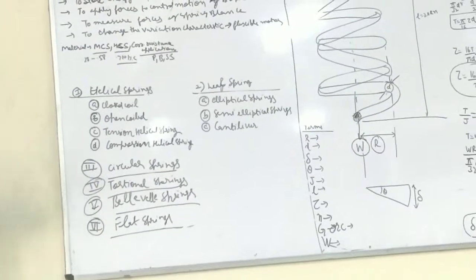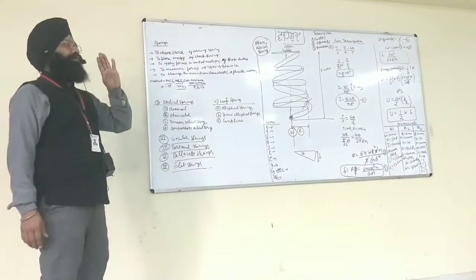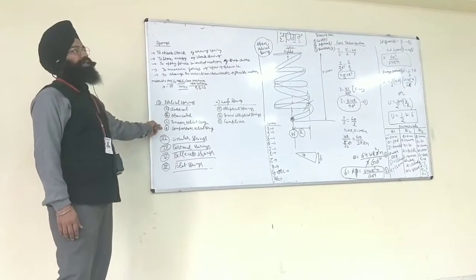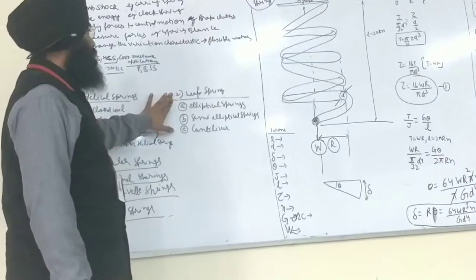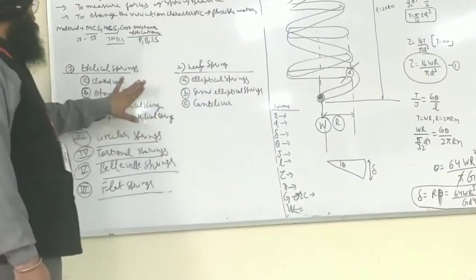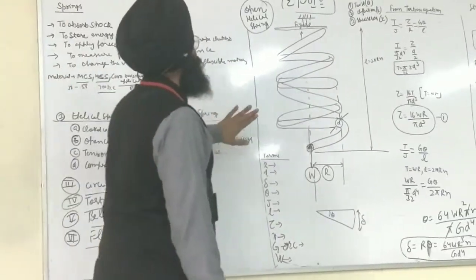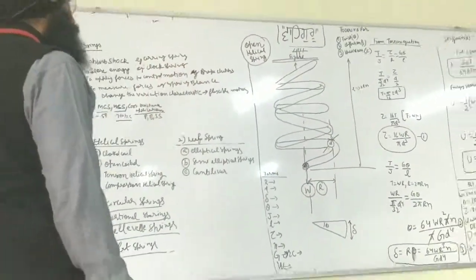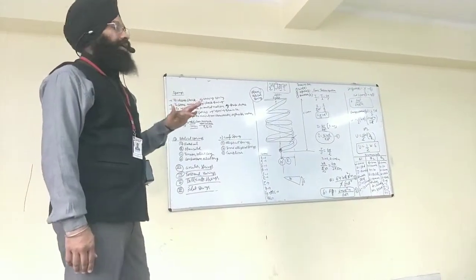In the helical spring we have 4 categories: closed spring, open spring, tension helical spring, and compression helical spring. In the leaf spring we further have 3 categories: elliptical springs, semi-elliptical springs, and cantilever springs. Let us assume it is a spring. In today's class we will be dealing with the open helical spring.